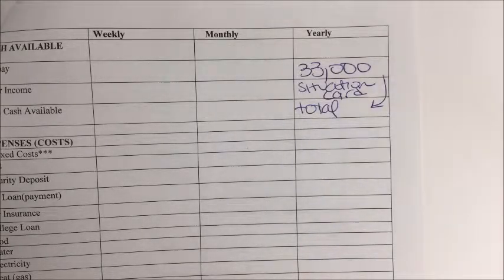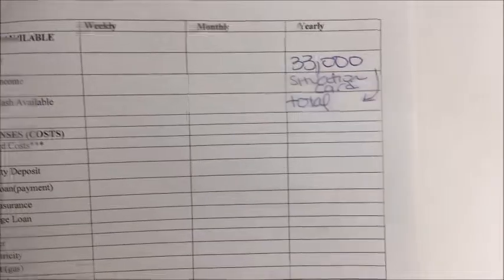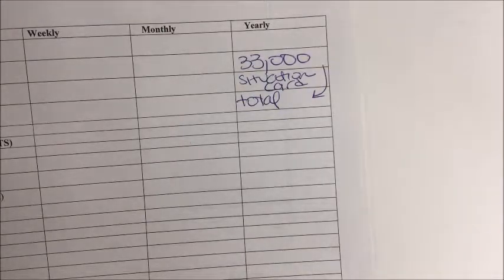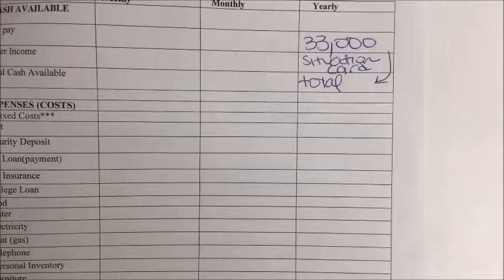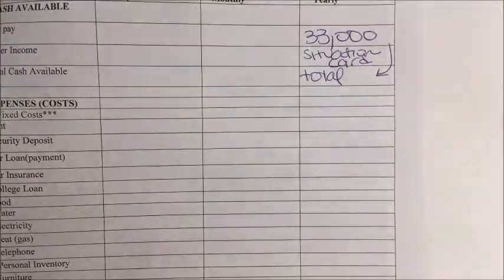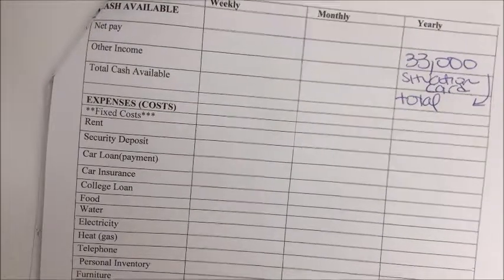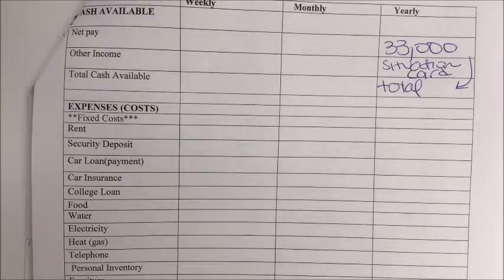All right, so the last tutorial is going to be on the budget layout page, which is usually what gives students the hardest time. Everything needs to be completely filled out. So once again, I just made up numbers. So I'm saying I'm making $33,000 a year. In the other income section, that's going to be your situation card. So it's either going to add or subtract money from your yearly total. And then obviously total cash available is the total after you figure that out.